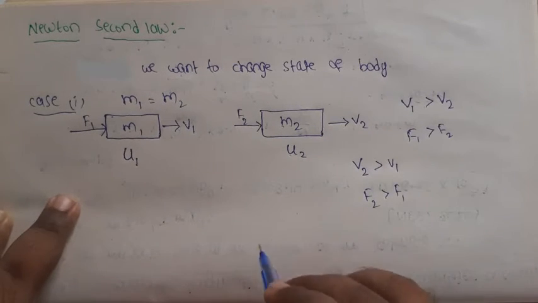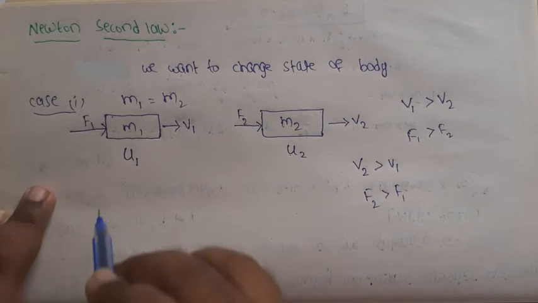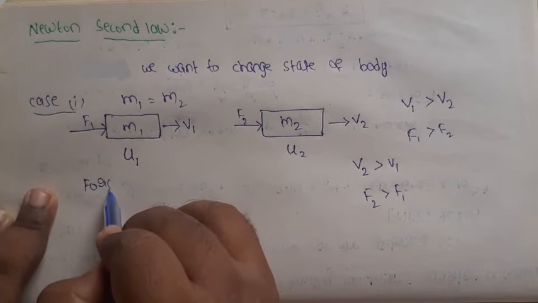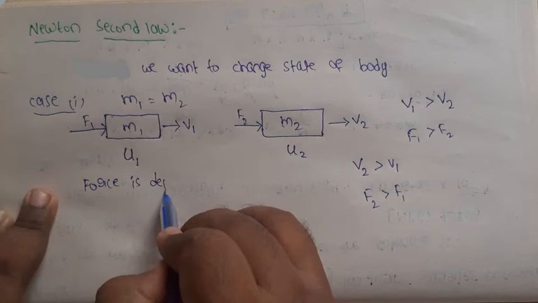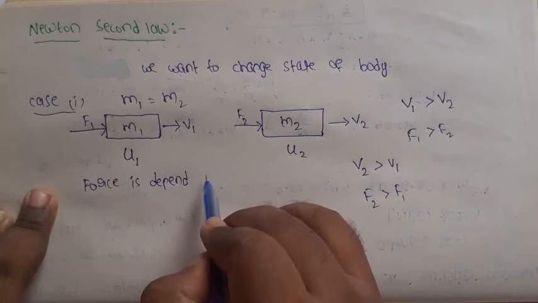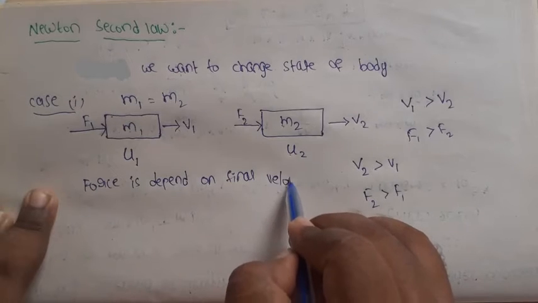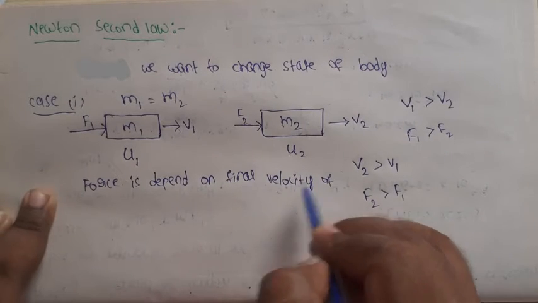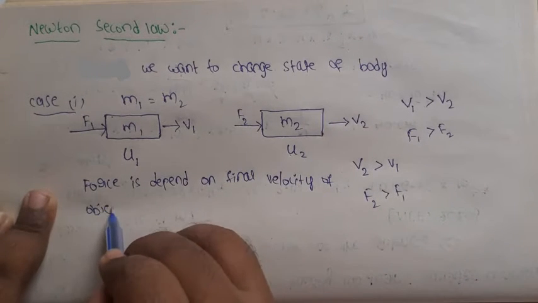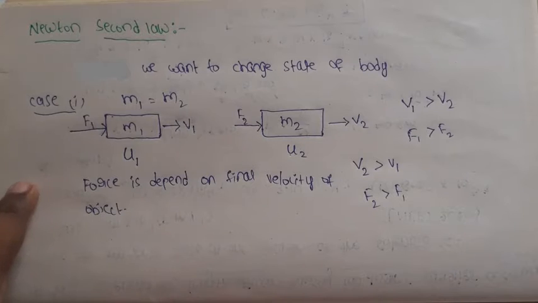Here, force is depending on the final velocity of the object. So force depends on the final velocity of the object. That is the first point.